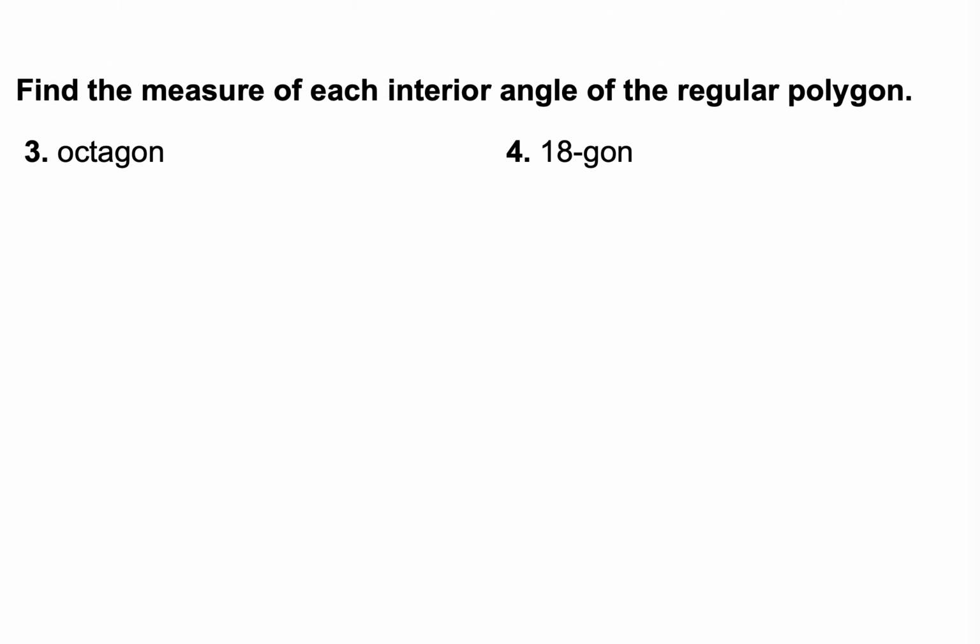Okay, and our last two problems to try on your own. For number 4, 18gon means a polygon that has 18 sides. Once you get past 10, which is a decagon, usually polygons past that number of sides are referred to as that number and then gon. Go ahead and pause the video, try these two on your own.